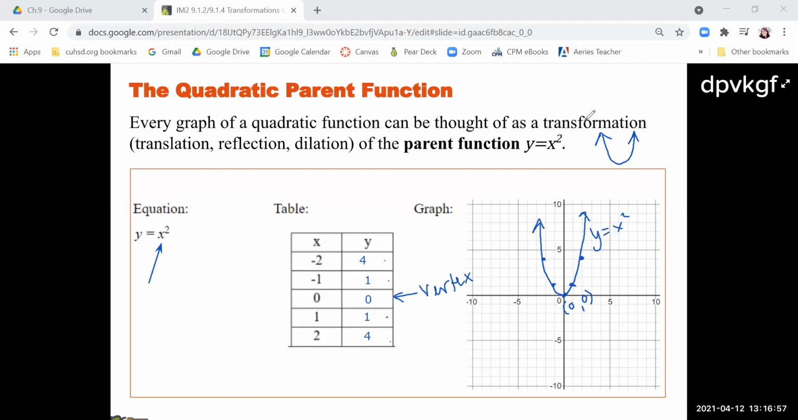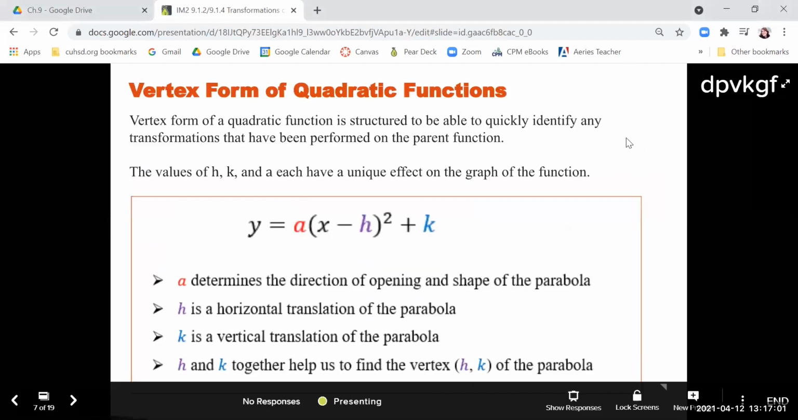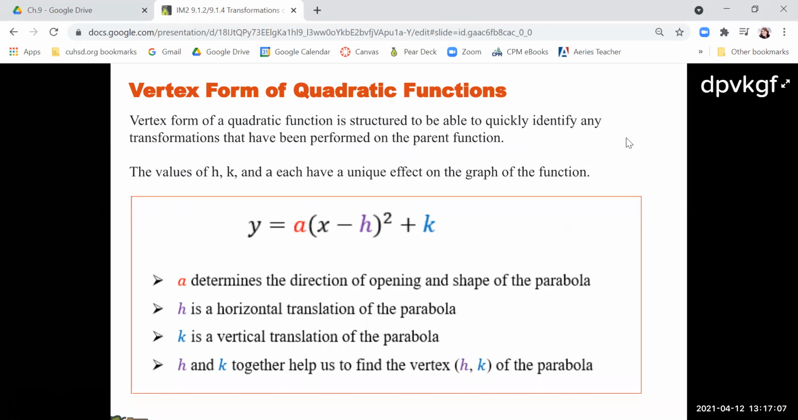So I'm going to go ahead and clear here and move forward. So now we're going to look at the vertex form of a quadratic function and think about how we're adjusting the y equals x squared parent function in different ways with a, h, and k.